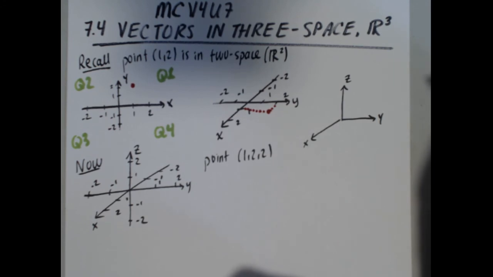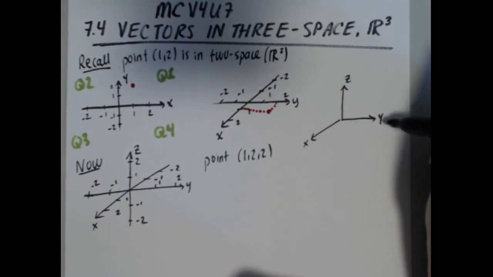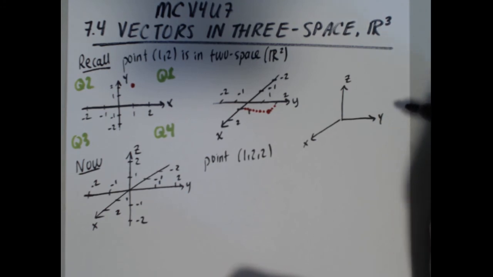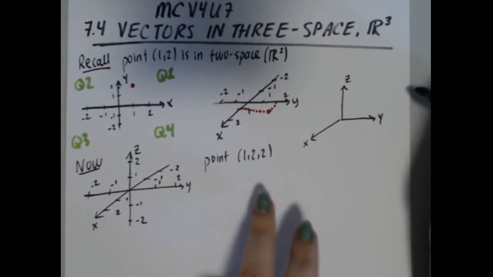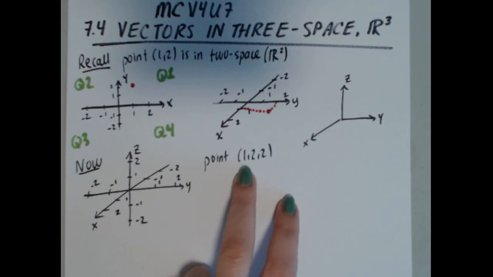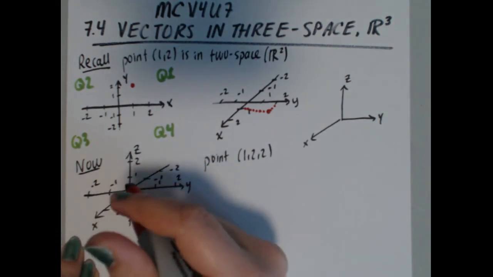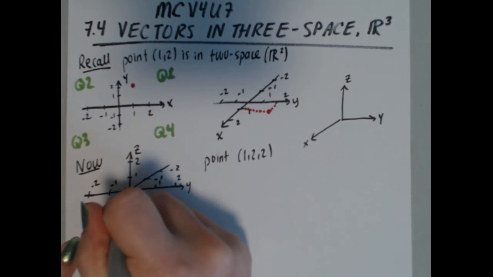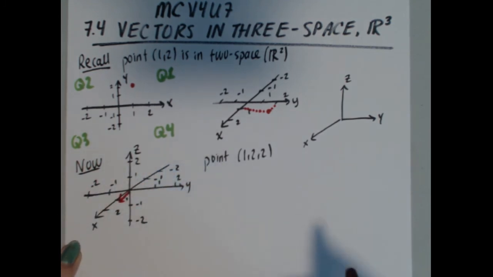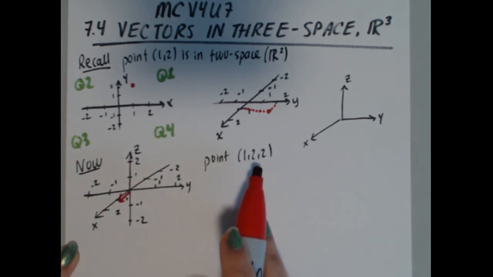z is going up. Although sometimes these two, x and y, do get switched. Okay, so again, we're trying to plot the point (1, 2, 2). What that means is I have to travel 1 along the x direction. So I'm going to show you this with arrows. I'm going to travel a distance of 1 along the x direction. I have to travel a distance of 2 along the y direction.